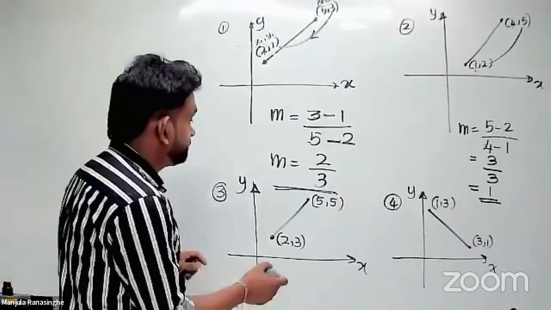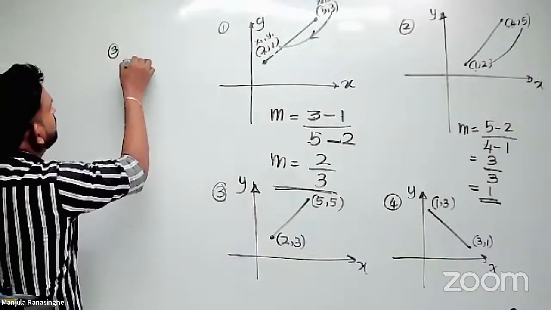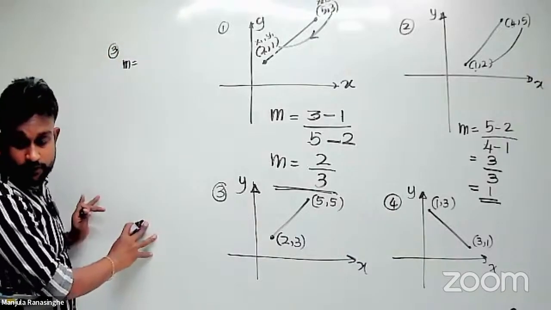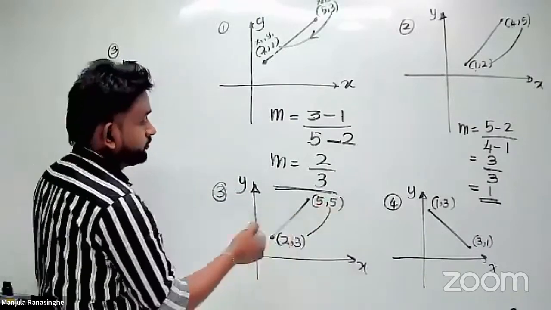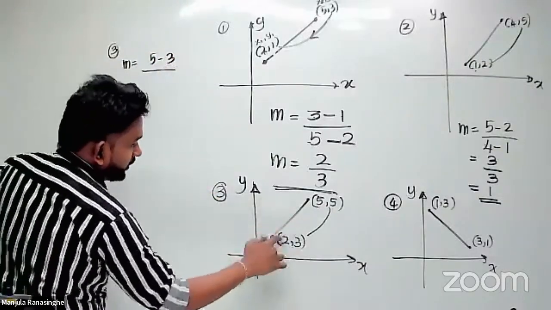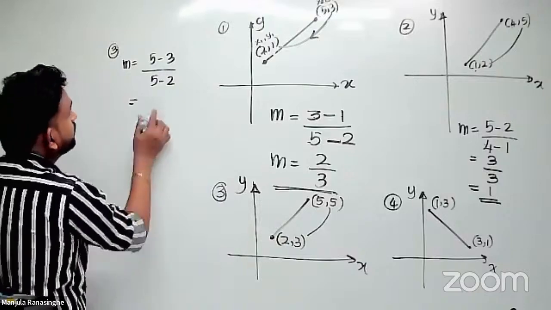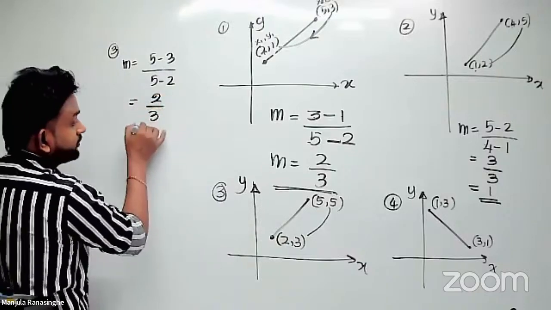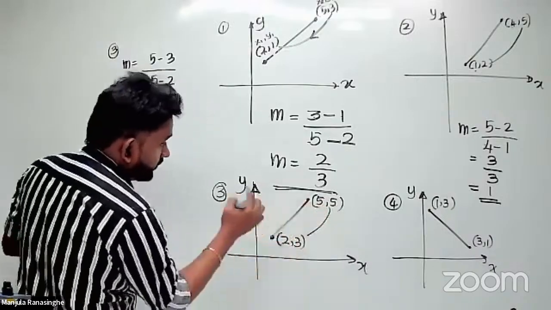Right. We will check here. Third question, M equals Y difference over X difference. So 5 subtract 3 upon 5 subtract 2. So that gives you 2 upon 3. Okay, 2 upon 3. Y difference over X difference.